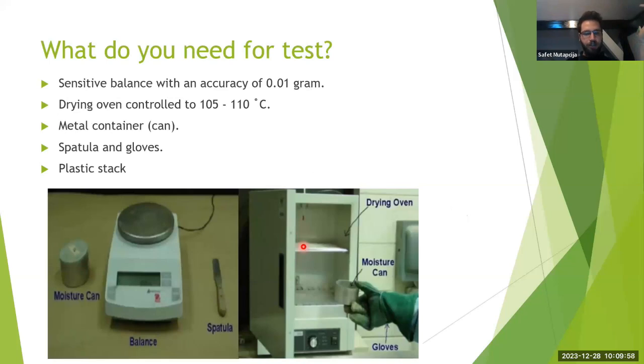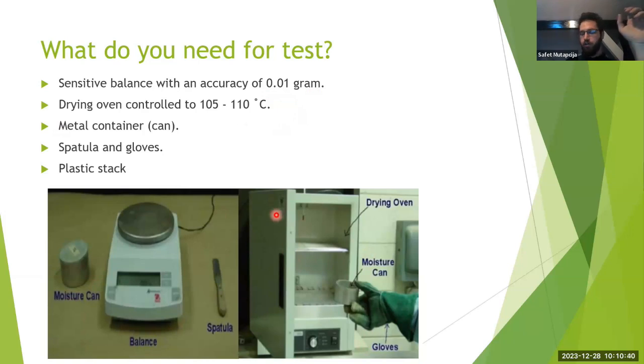So what you would actually need to do this test is a balance. I just love to call it a scale, it makes more sense. That's the moisture can, that's the spatula, and that's your drying oven. And of course gloves, because that can get pretty hot. Your scale needs to be accurate to 0.01 gram. Your drying oven should be controlled at 105 to 110 degrees Celsius. You need to have a metal container because you're going to put it inside of the dryer, a spatula and gloves, and the plastic sack.